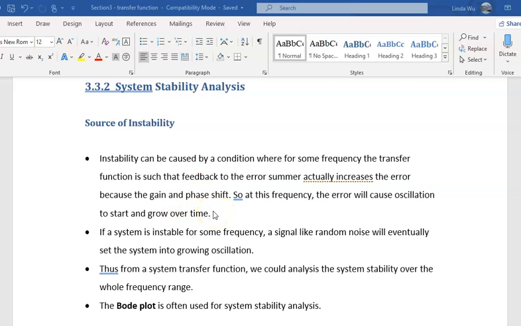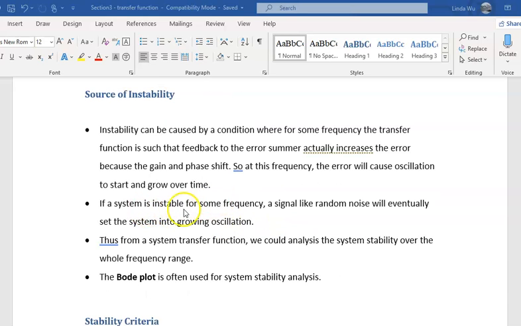This error can grow, so we want to limit it. A system is stable for some frequencies, but a signal like random noise will eventually set the system into oscillation. If we know the system transfer function, we can analyze system stability over the whole frequency range.